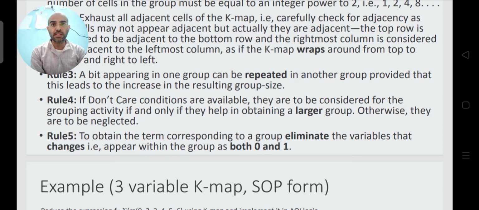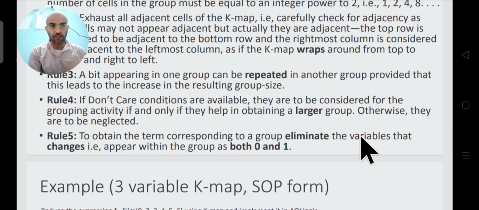Whichever variable is changing, you eliminate that variable, and the unchanging variables will come in your answer term. Okay, so a single term will be a min term in case of an SOP expression, or when you have combined ones. That min term will have the variables which are not changing in that particular group. If a certain variable is changing, we will drop it, and we are dropping it because we have applied the identity A plus A bar is equal to 1. So that is why we are dropping it.